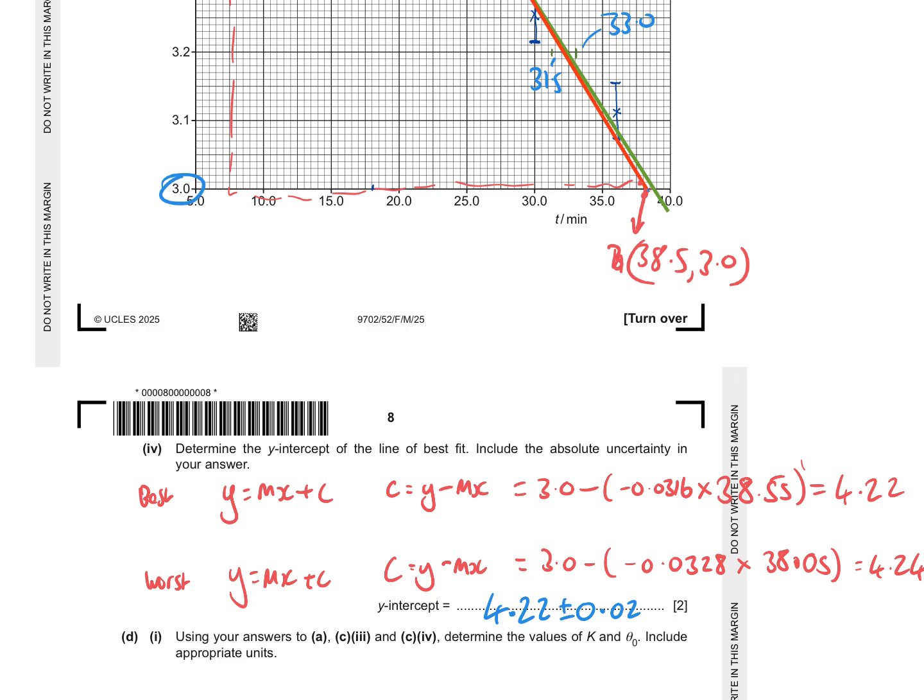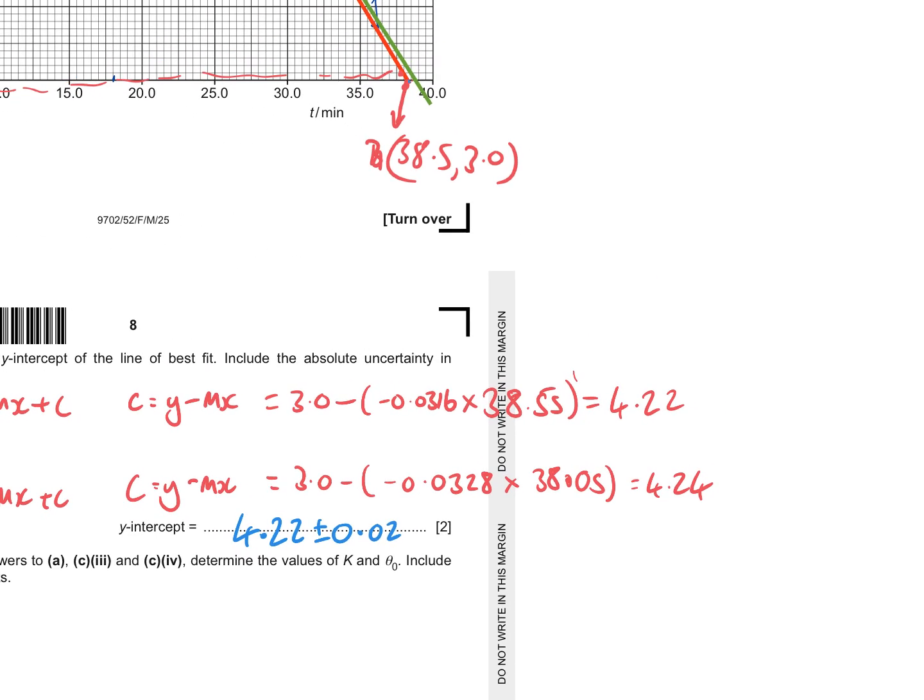I use my gradients, so you can see the gradient value here and here for your line of best fit, line of worst fit, that just came from above, times by the different y values. That gave us those 2 y-intercepts. One minus the other gives us the absolute uncertainty of 0.02, and the value is 4.22.